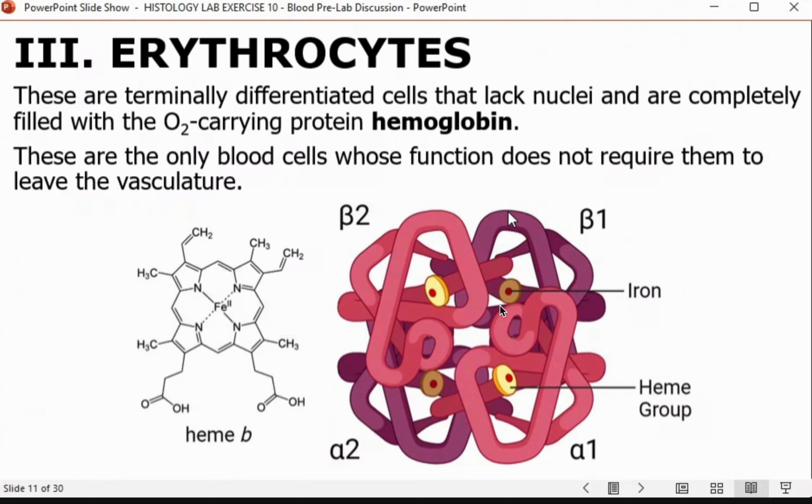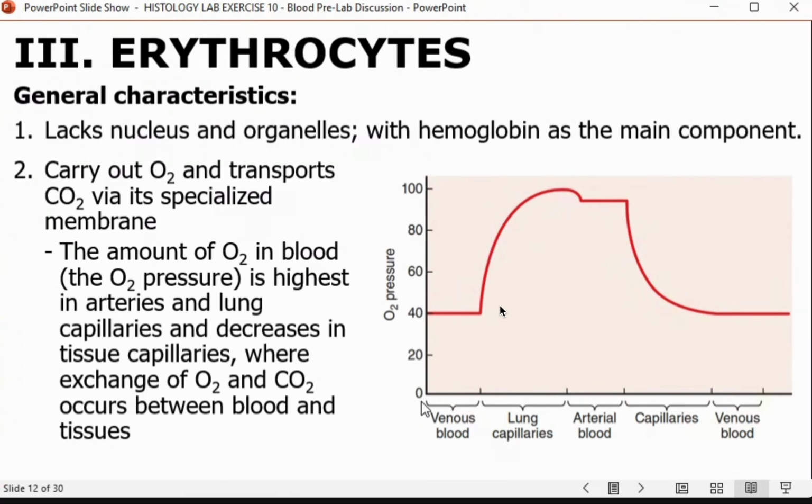And their function is, of course, transporting gases, specifically your oxygen and your carbon dioxide, to and from the lungs and into your tissues. So they contain this oxygen carrying protein, your hemoglobin. You have four heme groups, each attached to a globin. And as a general characteristic, it's red. It lacks nuclei and organelles. It's mainly made up of hemoglobin as the main component. They carry oxygen and transport carbon dioxide via its specialized membrane.